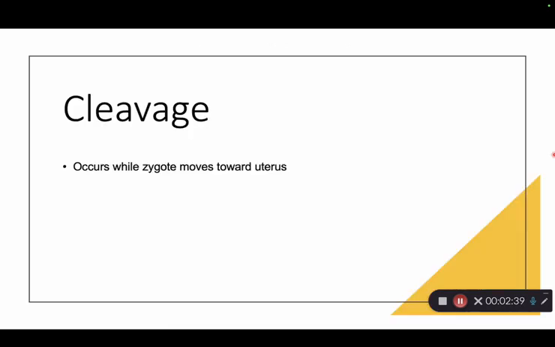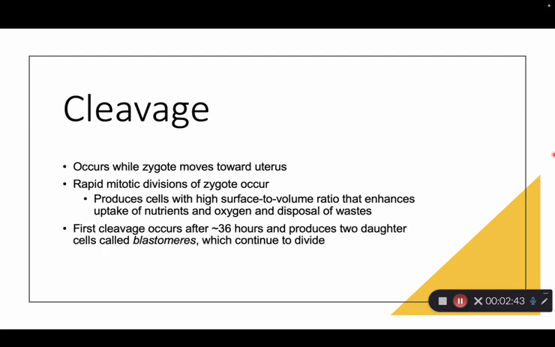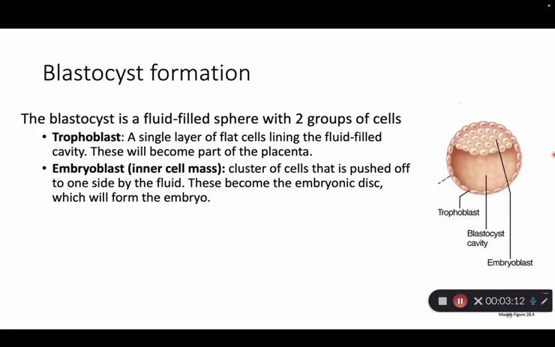Cleavage is the series of rapid mitotic divisions the zygote undergoes as it travels towards the uterus. These divisions yield smaller and smaller cells, as we saw before, which are called blastomeres. Then they don't have increasing total volume. By around 72 hours post-fertilization, the embryo is a morula, which is a solid ball of 16 or even more cells. This process will set up the stage for cavity formation and differentiation into embryonic and extra-embryonic lineages.